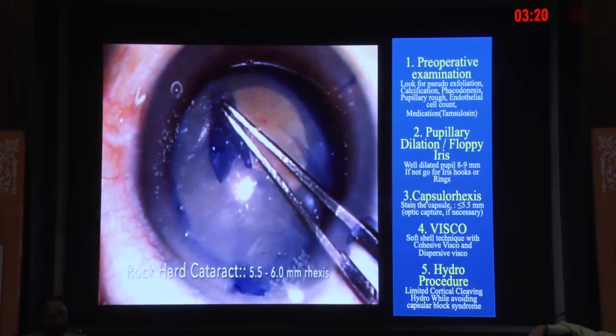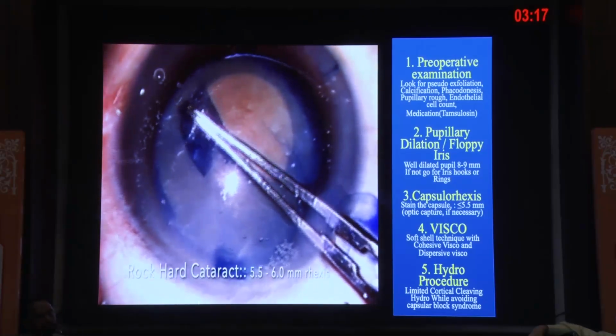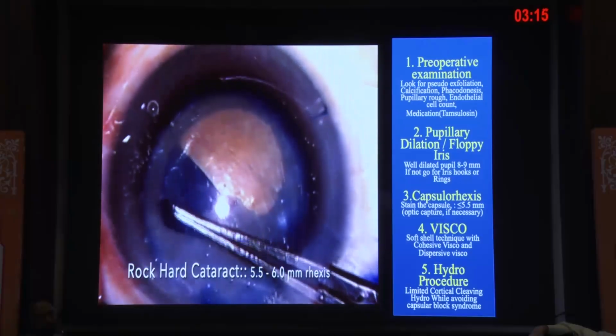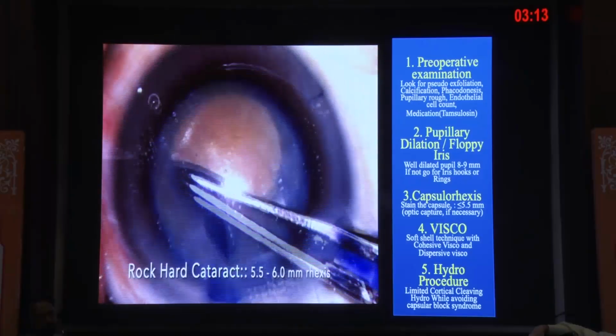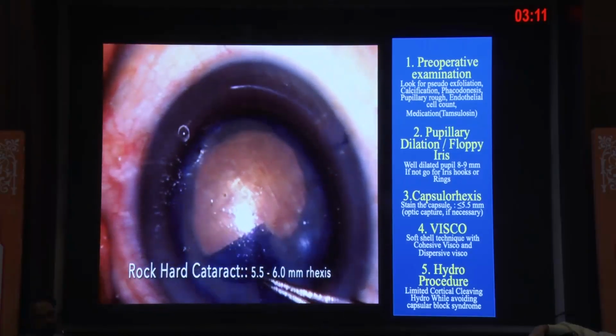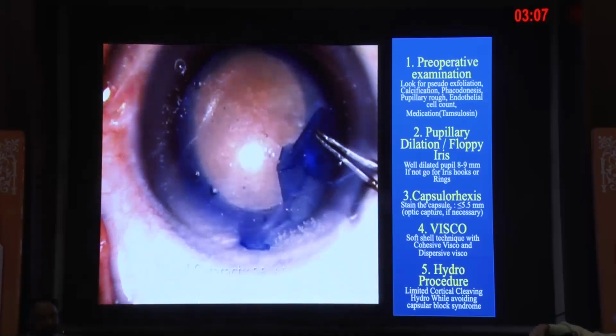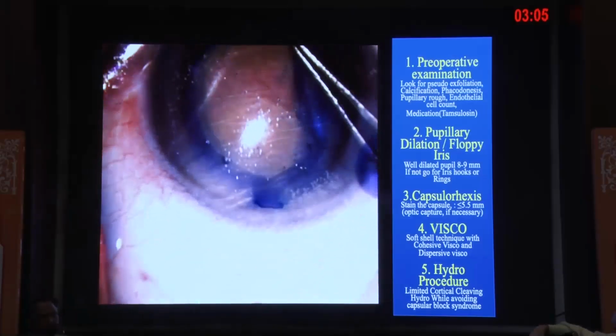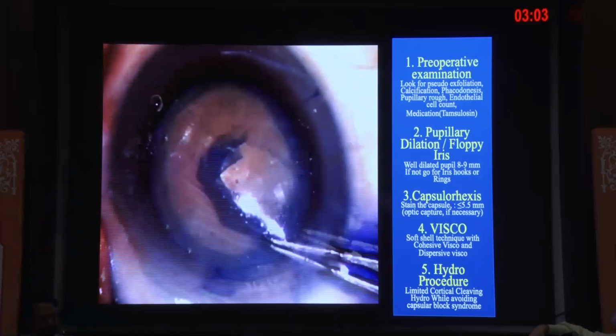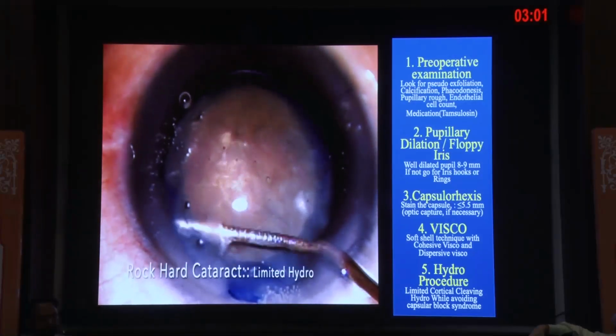If not, then you can put the rings or hooks. Your capsulorhexis is very important because always stain the capsule whenever you're dealing with the hard cataract. Do a good large capsulorhexis, at least 5.5 millimeter minimum to 6 millimeter. So do a good capsulorhexis. Make sure that your nucleus is free within the bag.